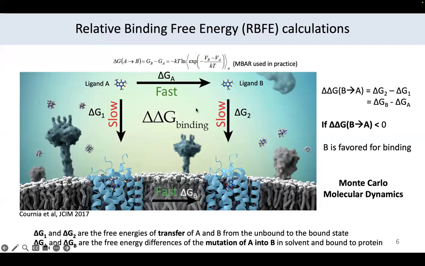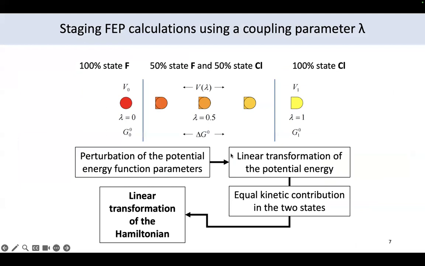So essentially, if this delta G2 minus delta G1 is less than 0, is negative, that means that ligand B binds with higher affinity to the protein. Equally, because we have made this equation, if delta GB minus delta GA is less than 0, that means that ligand B is favored for binding. In order to create sampling for this calculation, we can use Monte Carlo or molecular dynamics. So we use this trick to avoid calculating the slow processes.